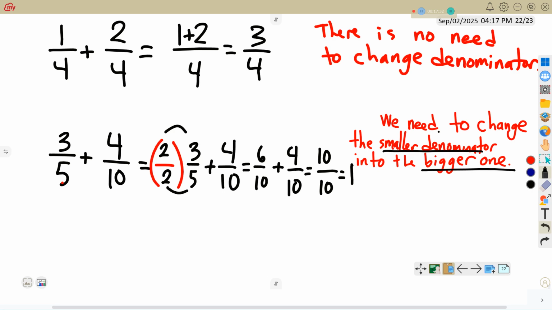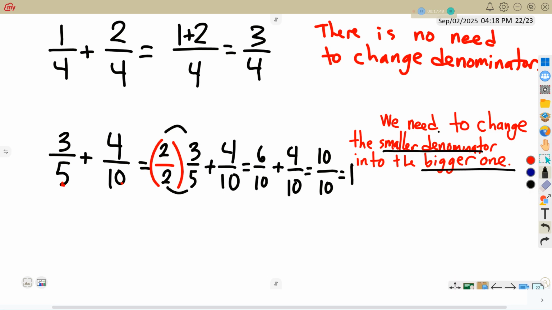So sometimes you only have to change one of them. And that's only going to happen when one of the denominators is a multiple of the other denominator, right? So in this case, 10 is a multiple of 5. So that's why it's possible to multiply 5 by 2 to get 10.